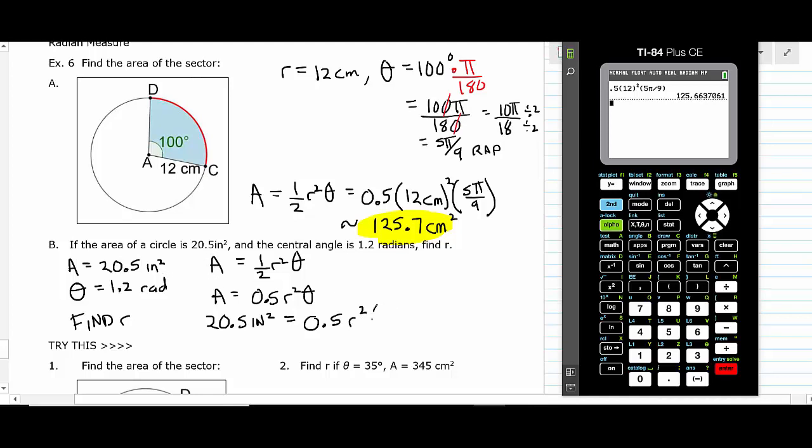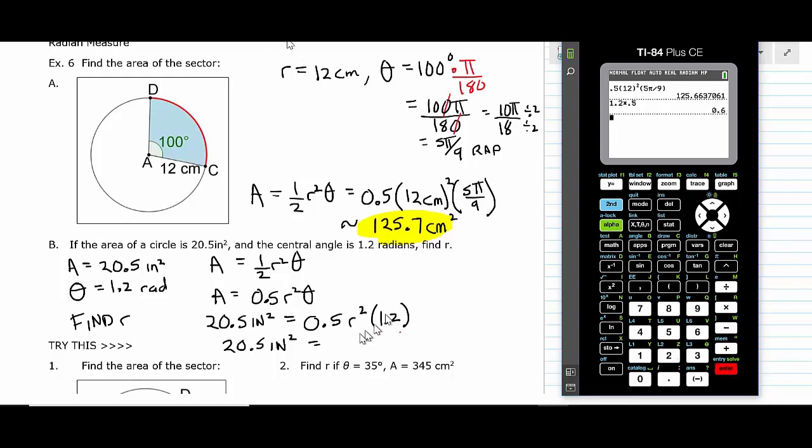Theta was given as 1.2 radians. Now, radians is not technically a unit. It's more like a placeholder, so I'm going to leave that out. So now I'm going to solve this equation. So what I'd have to do is, I could do this, and you can skip a few steps on this. I'm just going to bring that down and write that like this. Then I'm going to do 1.2 times 0.5.